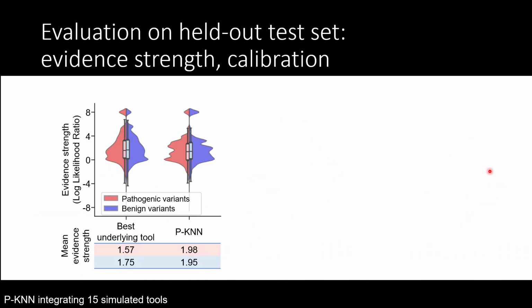To evaluate if this joint calibration really works, we define two parameters based on the definitions in the calibration paper and the ACMG guideline. The first one is evidence strength, which is basically the log likelihood ratio of Bayesian updating from prior probability to posterior probability. So this violin plot shows how strong the log likelihood ratio is for pathogenic variants in the test dataset and benign variants in the test dataset.